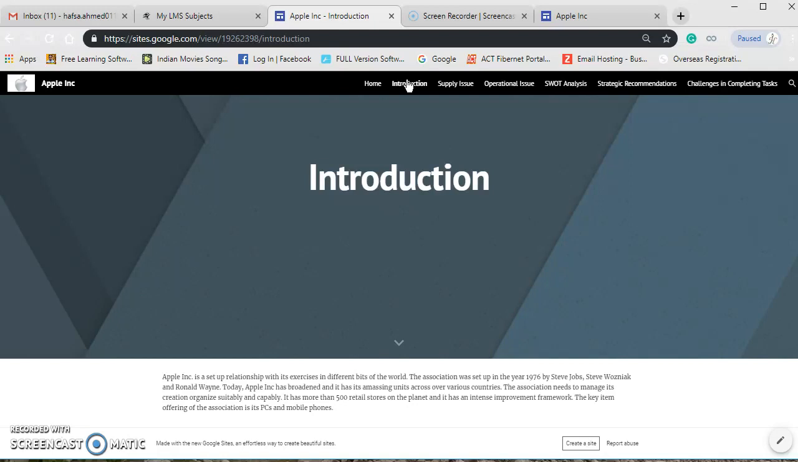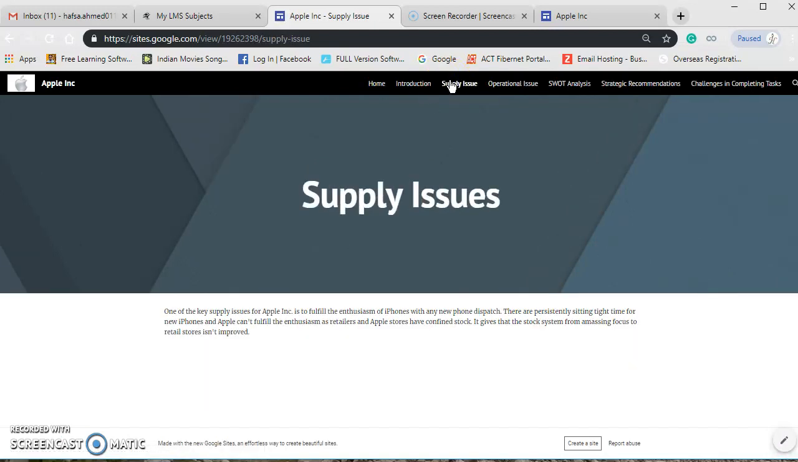Moving forward to supply issues. One of the key supply issues for Apple is to fulfill the demand for iPhones with any new phone launch. There is always a waiting time for a new iPhone and Apple is not able to fulfill the demand as the retailers and Apple stores have limited stock. It appears that the supply chain from the manufacturing hub to the retail store is not optimized.